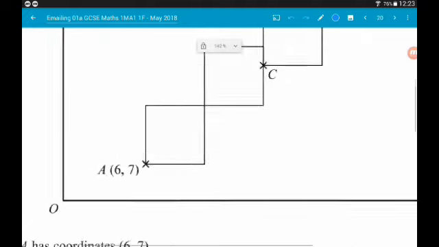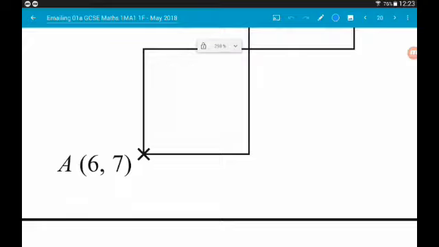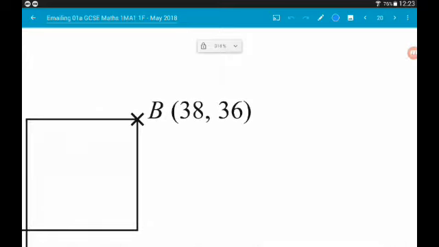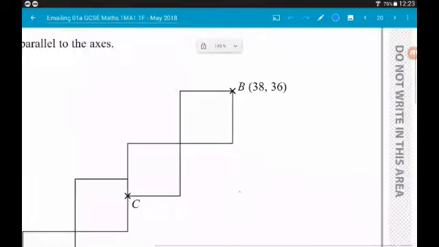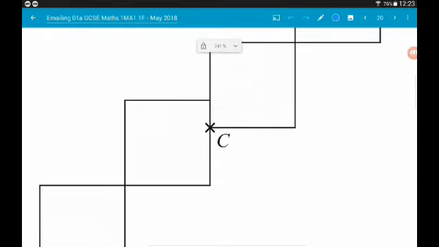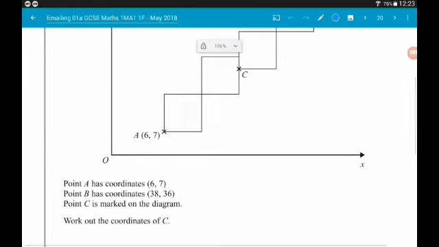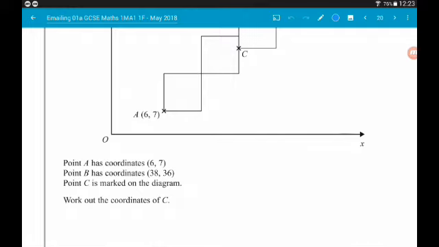So we got these 2 points. We got point A down here, which has coordinates 6, 7, and then we got this point up here, point B, with coordinates 38, 36. Now we've also got this point here, C, and it is our mission to find the coordinates of point C. So it is a tricky question, to be fair.